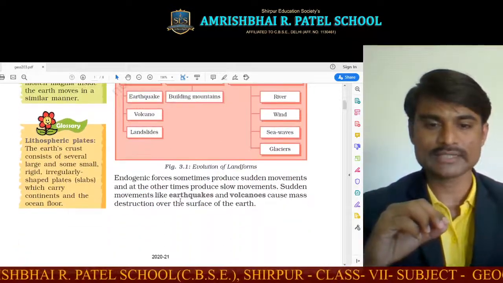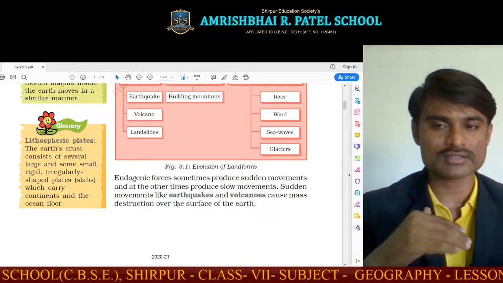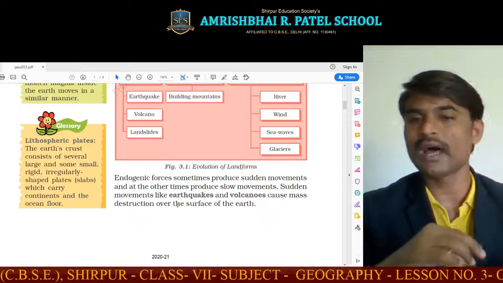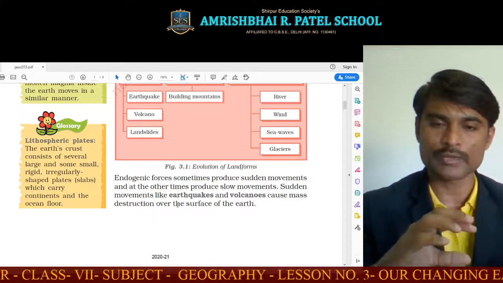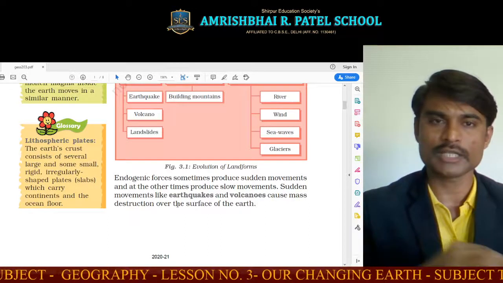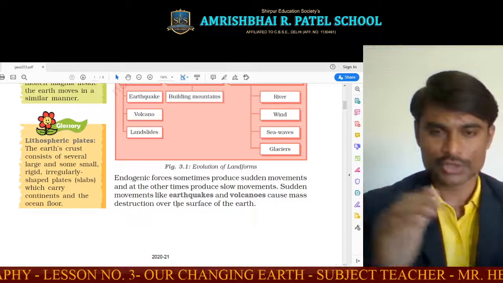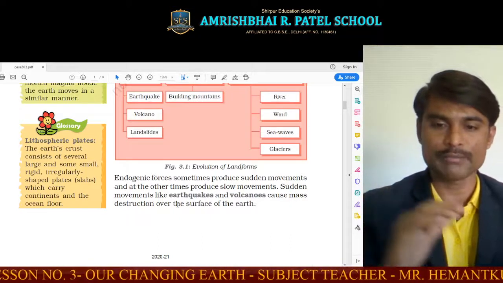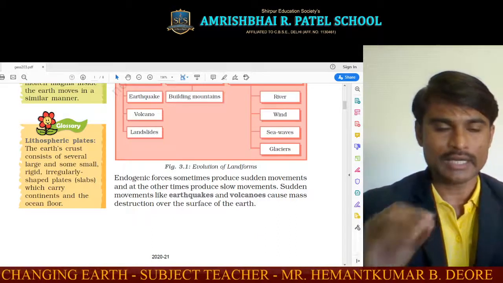Okay, so let us see the lithospheric plate. The earth's crust consists of several large and some small rigid, irregularly shaped plates, we can call them slabs, which carry continents and the ocean floors. It means the lithosphere, or the rocky bodies, where oceans and continents can be seen. So this is what we have to understand.